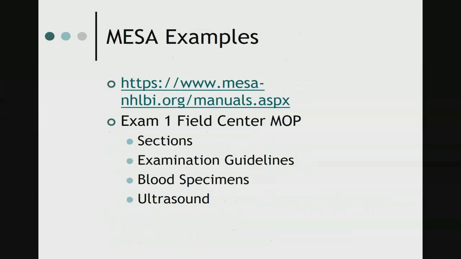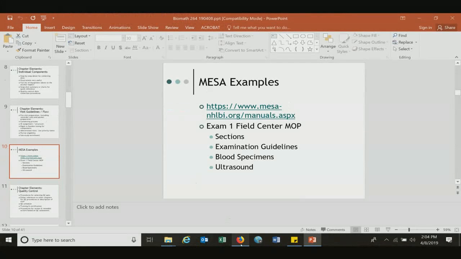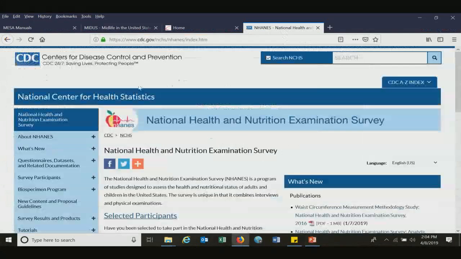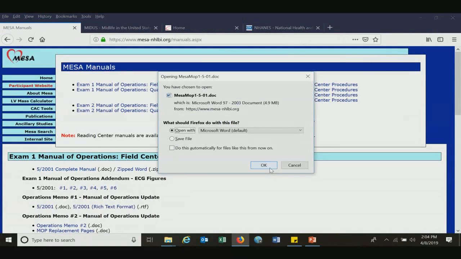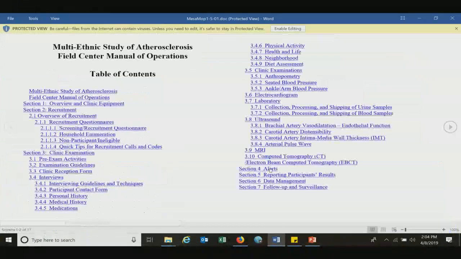All right, so let's take a look at a couple of examples here. We're going to look at the MESA study. Just a reminder, MESA stands for Multi-Ethnic Study of Atherosclerosis. This is their exam 1, so this is their baseline study. You can see that they have the whole manual here. I should have downloaded it already. Let's see if it'll open. Oh yeah, it's going to open, okay. They have the entire thing.